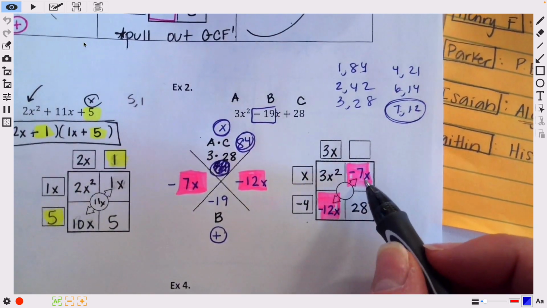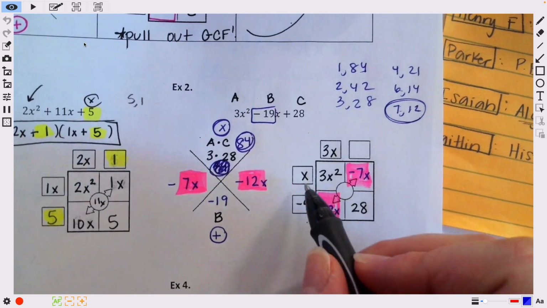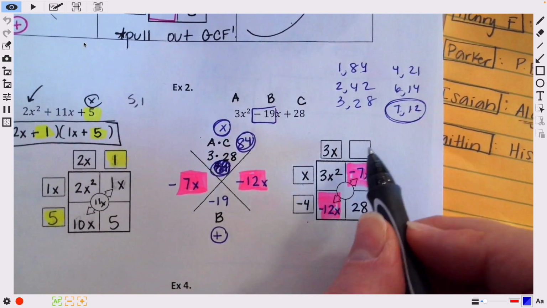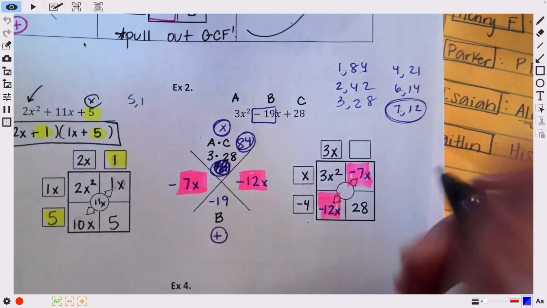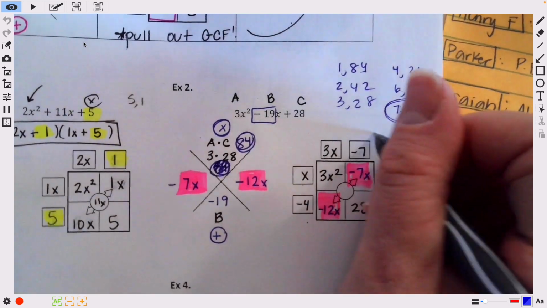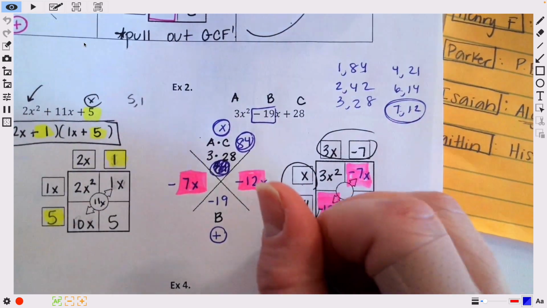Okay, I got to go to the other side. It doesn't really matter kind of how. Once you start doing the multiplication thing, you have lots of options. X times what would give me negative 7x? Negative 7. Negative 7 times negative 4 is 28. These are my factors.